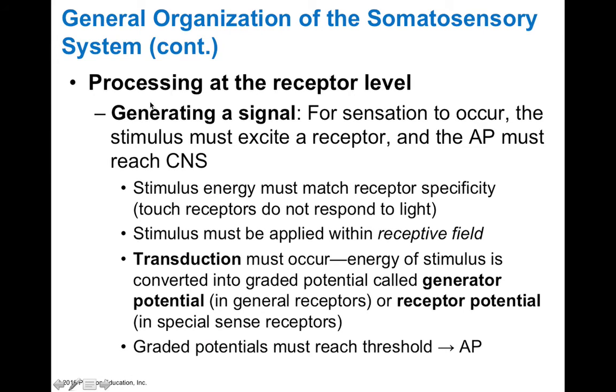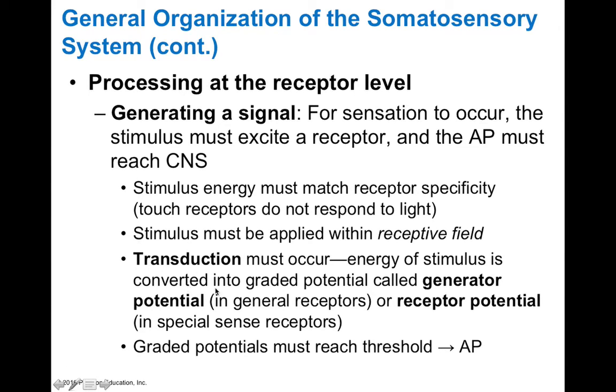Processing at the receptor level occurs in a variety of ways, and for one, we first need to generate a signal. Generation of a signal occurs when the stimulus excites a receptor, and if the graded potential that occurs is large enough, it could generate an action potential that gets sent to our central nervous system. The stimulus energy must match the receptor specifically, and the stimulus must be applied within what we call a receptive field. If the stimulus is outside of the receptive field of that receptor, the receptor can't be activated.